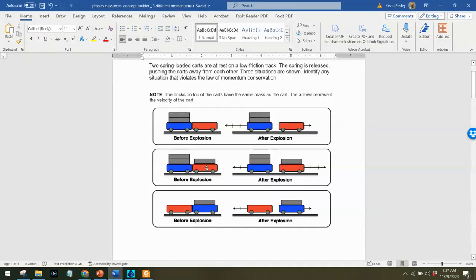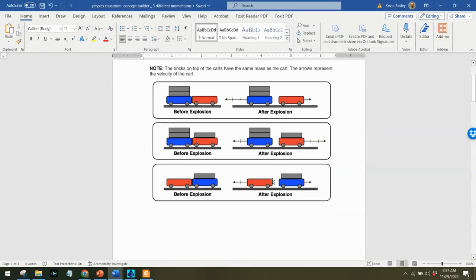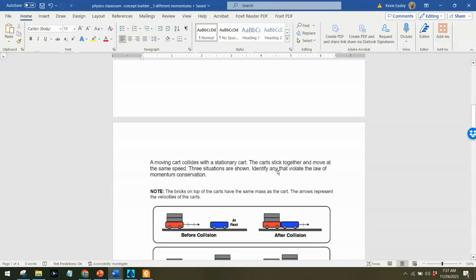Down here we have 0 before the explosion, and then after the explosion we have 2 masses times 3 velocities, which would be 6 momentum to the left, and 2 masses times 3 velocities, which would be 6 to the right. This one would be true. The sum of this would be 0: negative 6 plus positive 6 is 0. That is how you complete it.